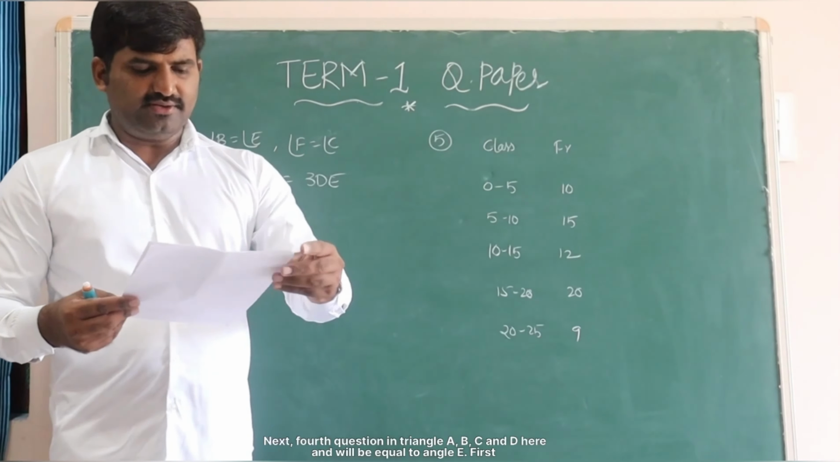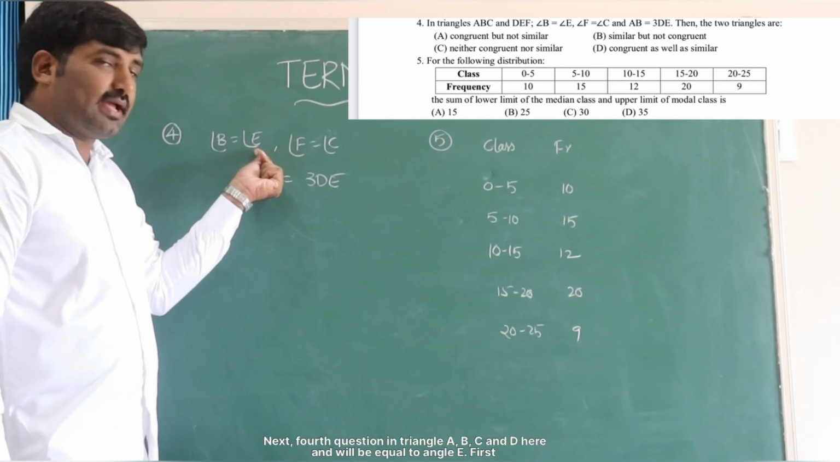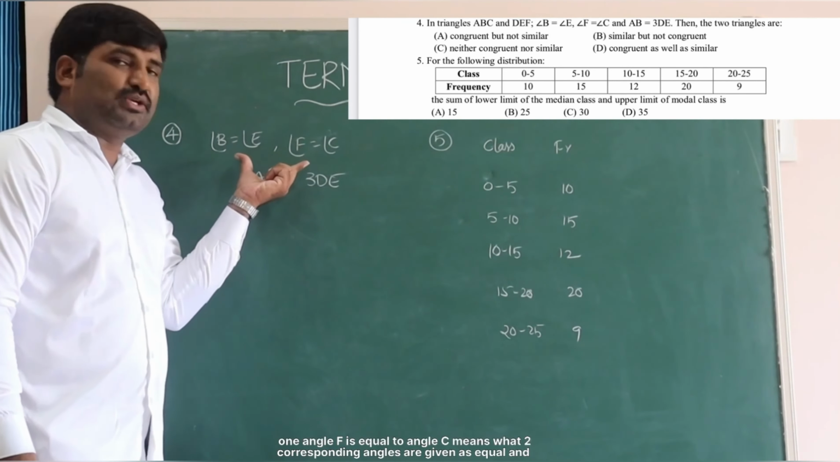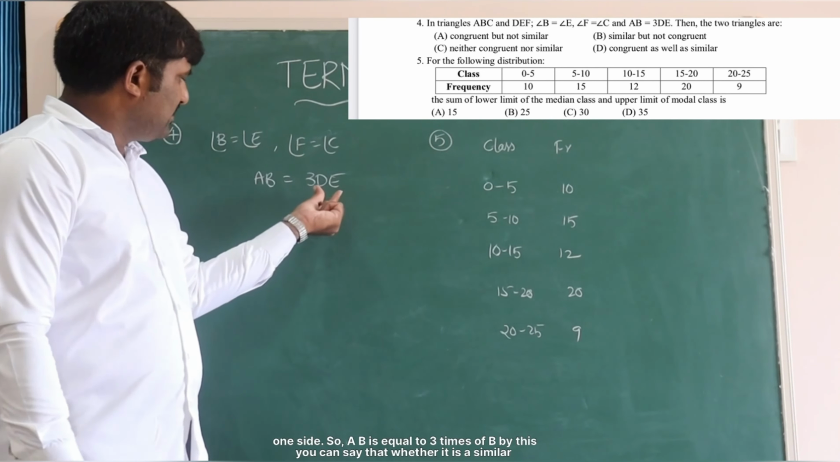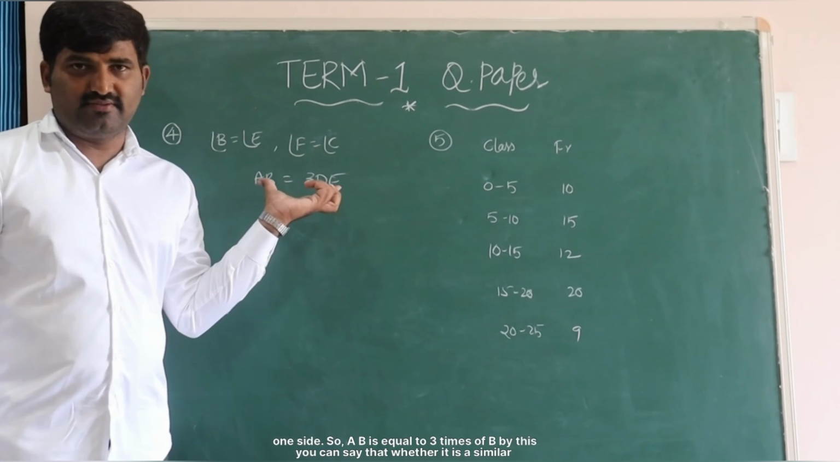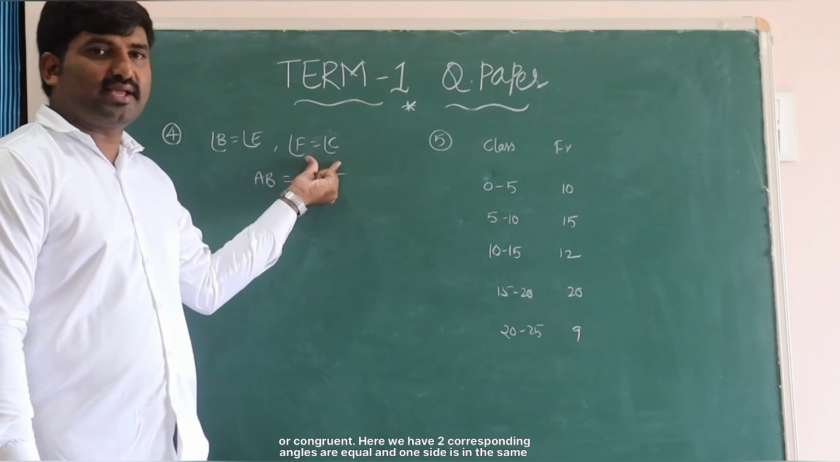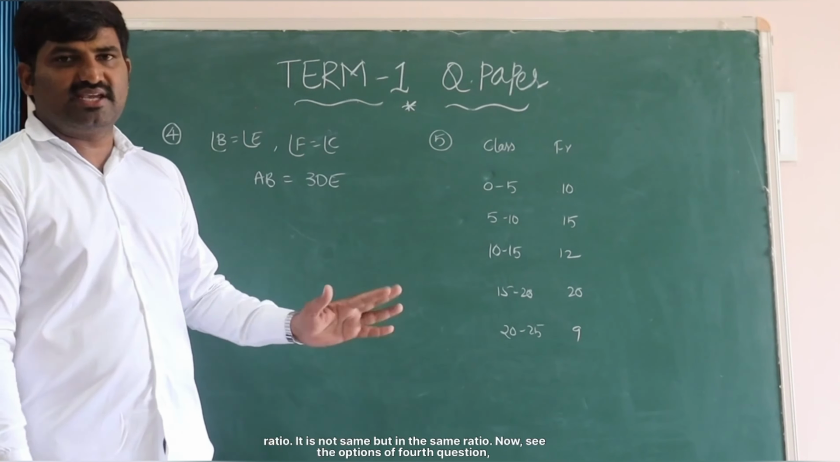Next, fourth question. In triangle ABC and DEF, angle B is equal to angle E, angle F is equal to angle C. It means two corresponding angles are given as equal and one side, AB is equal to 3 times DE. By this you can say whether it is similar or congruent. Here two corresponding angles are equal and one side is in the same ratio. It's not the same, but in the same ratio.